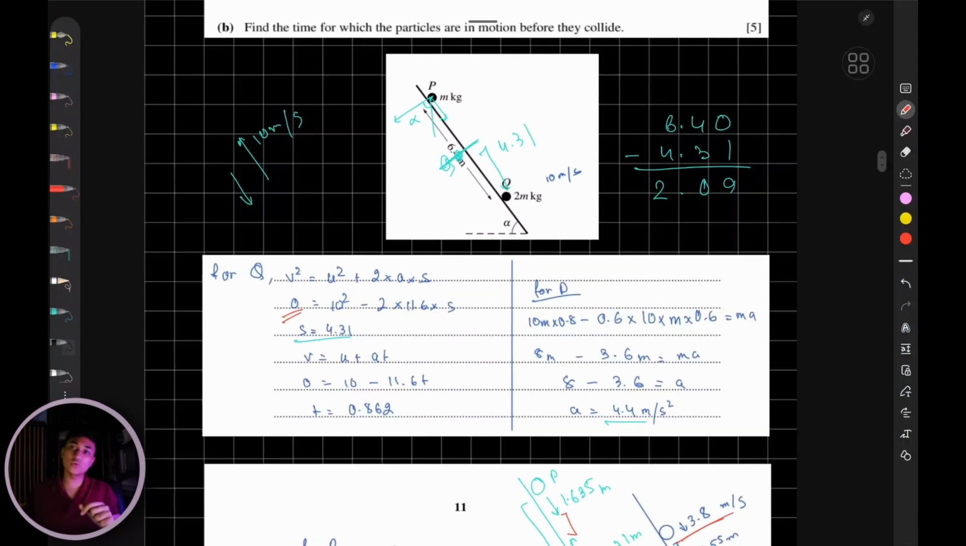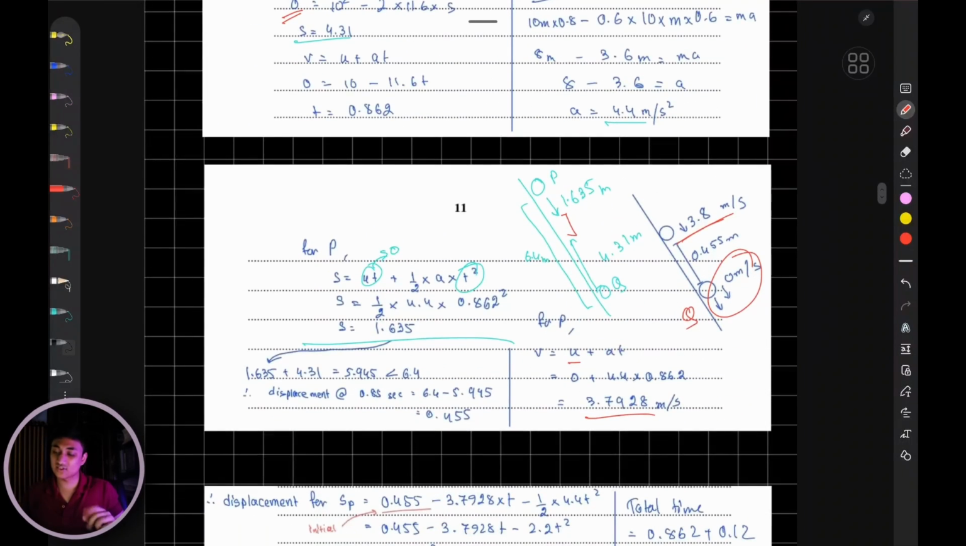That is because Q was moving up. Friction was acting downwards. Weight was also acting downwards. Which is why your deceleration was greater, minus 11.6. In case of acceleration, notice, both the particles are moving down. So friction is moving up, both in opposite direction. Therefore, weight down, friction up, which is why your acceleration is different.